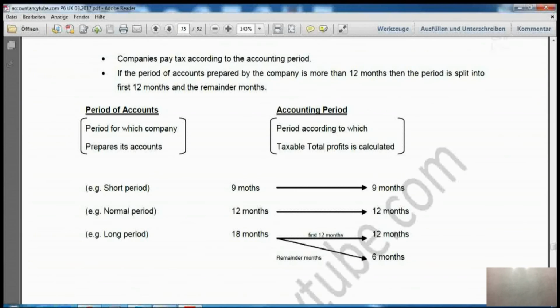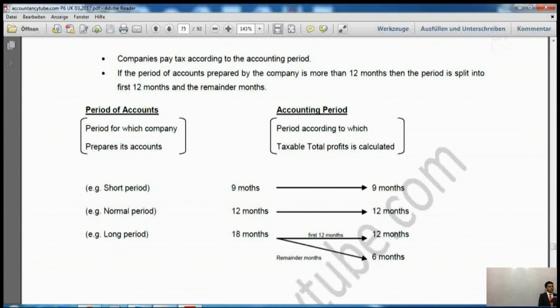Now, if the short accounting period will take exactly the same, which will be shorter. If it is 12 months, it will take exactly the same. If it is more than 12 months, say for example 18 months, then we'll have to make two sets of accounts for taxable corporation tax purposes. So the first one will be the first 12 months, and the second one will be 6 months, because in this case the period of account is 18 months.